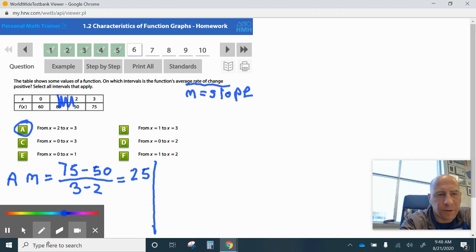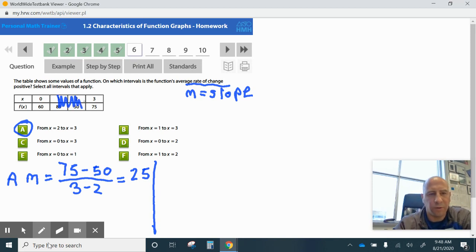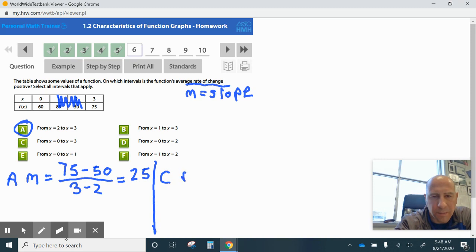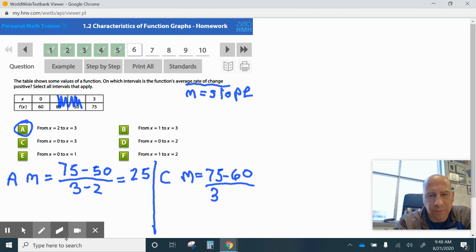So I'm actually going to mark these out so I can look at just those points. So for C, m equals 75 minus 60 divided by 3 minus 0, which equals 15 divided by 3, which is positive, so answer choice C is correct.